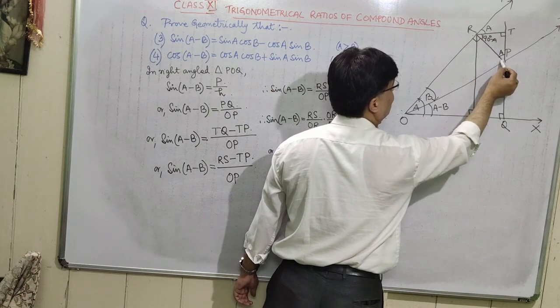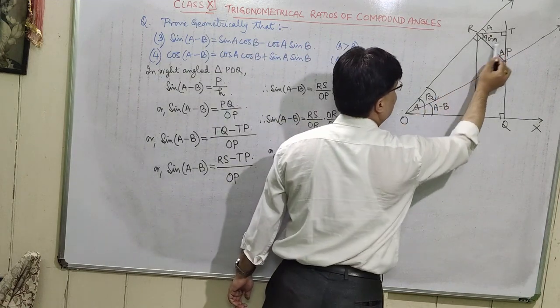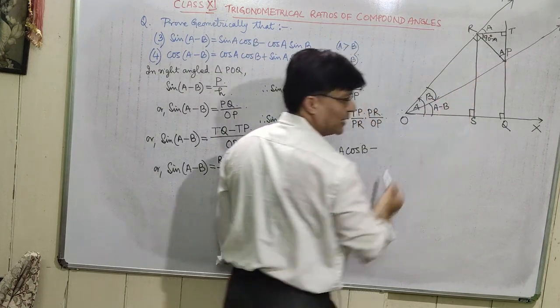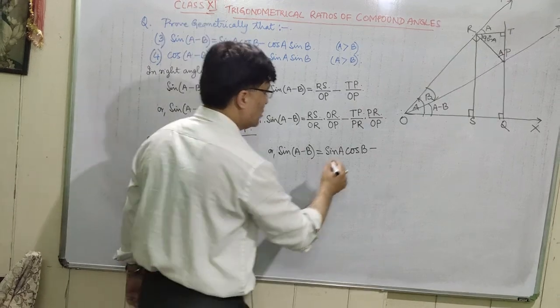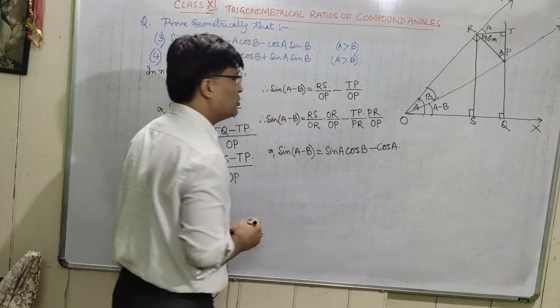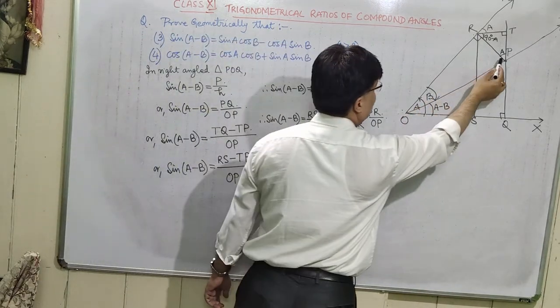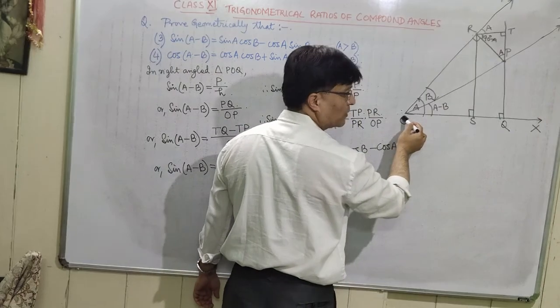TP will be the base and PR will be the hypotenuse. So what is TP upon PR? It is base upon hypotenuse, which is cos A. So here you can write cos A. This is your cos A into, what is PR upon OP? Now this is PR upon OP.